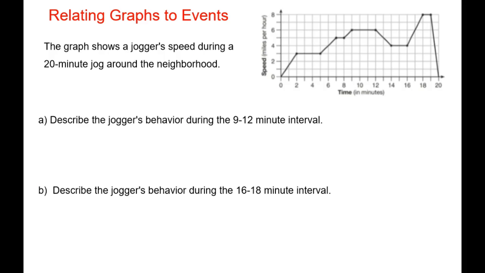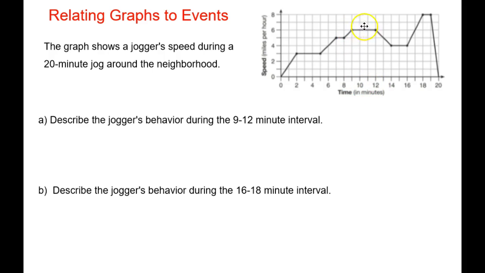Now to the first example of relating graphs to events. The graph shows a jogger's speed during a 20-minute jog around the neighborhood. Along the vertical y-axis, we have the speed in miles per hour. Along the horizontal x-axis, we have the time in minutes. So the first thing we want to do is describe the jogger's behavior during the 9 to 12-minute interval. So I find the 9 to 12-minute interval along my x-axis.